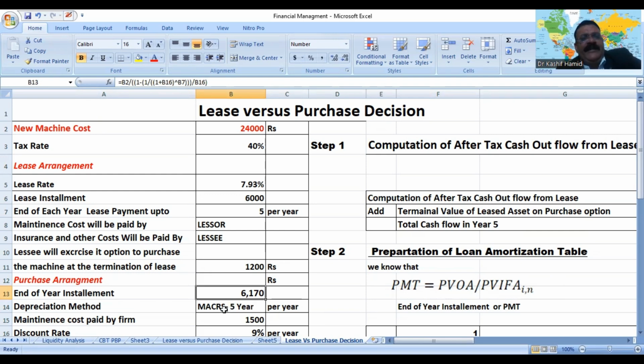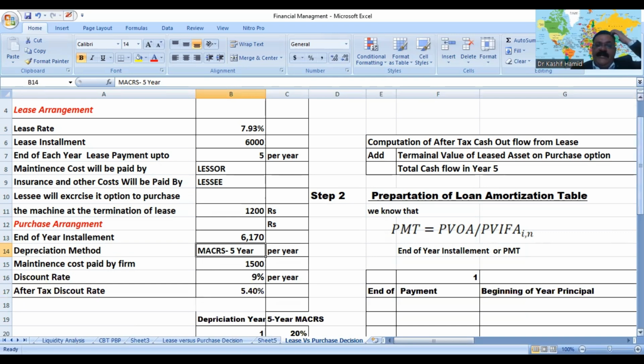The depreciation method is MACRS, 5 years recovery system. We may use a straight line method. We may use a double declining method. MACRS stands for Modified Accelerated Cost Recovery System. It is 5 year. Maintenance cost paid by firm is rupees 1,500, and the discount rate is 9%, and after tax discount rate is 5.4%. That we will compute as B16 multiplied by 1 minus tax rate.